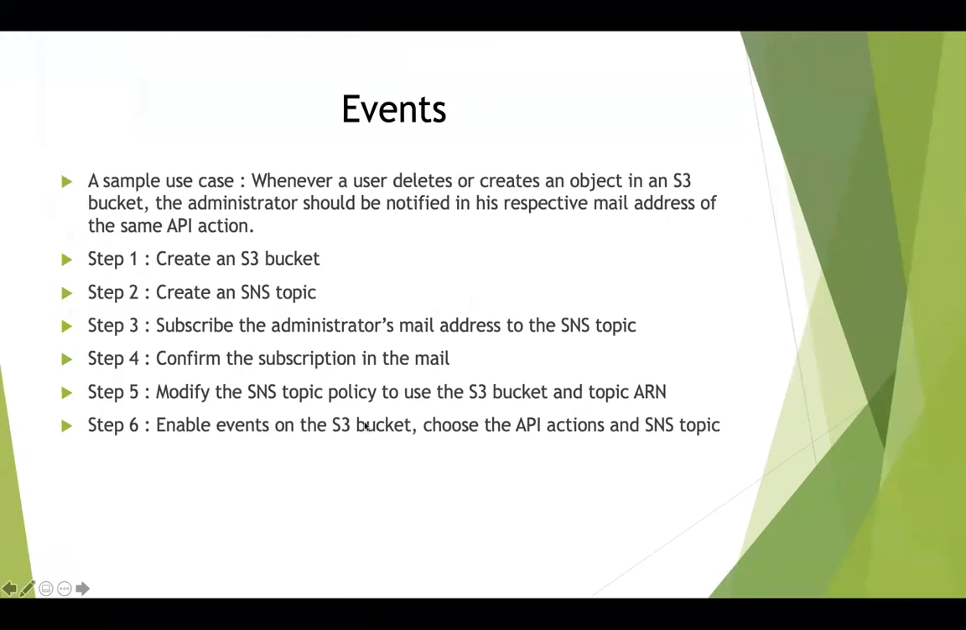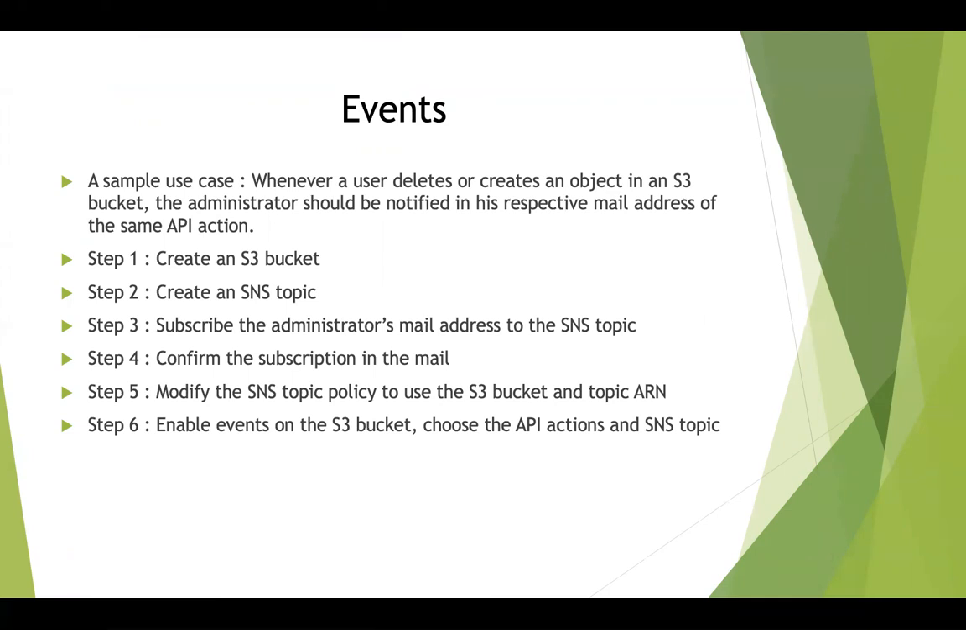So just to reiterate on this entire process that we did, we created an S3 bucket, we created an SNS topic, we subscribed the administrator's mail address to the SNS topic, and we confirmed the subscription in the mail. And then finally, we modified the SNS topic policy to use the S3 bucket and the topic ARN. We pasted the S3 bucket ARN and the topic ARN. And then finally, we enabled events on the bucket.